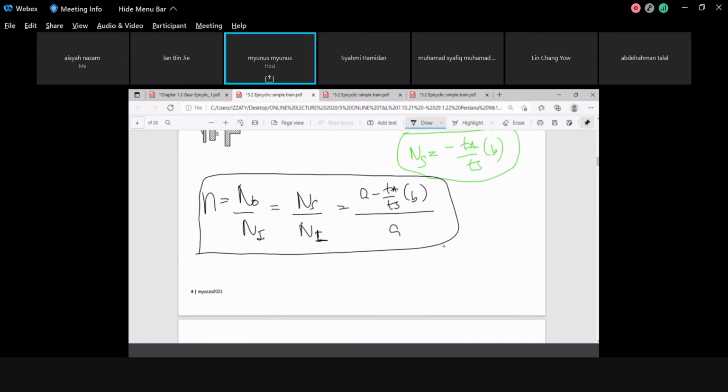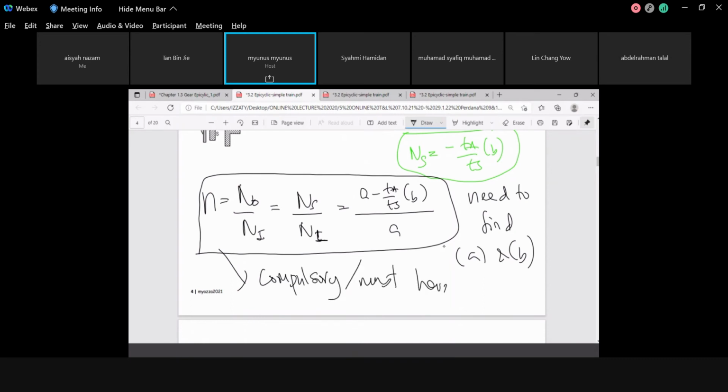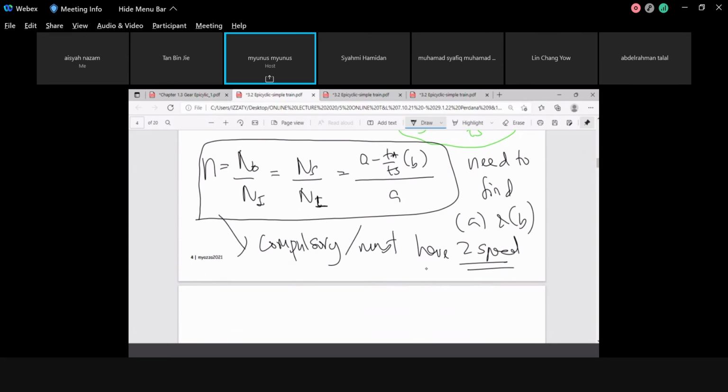Of course, you need to find the variables A and B. That is why it is compulsory, or must, to split. Otherwise, you cannot solve the equation. Why split? Because you need to solve with simultaneous equations.